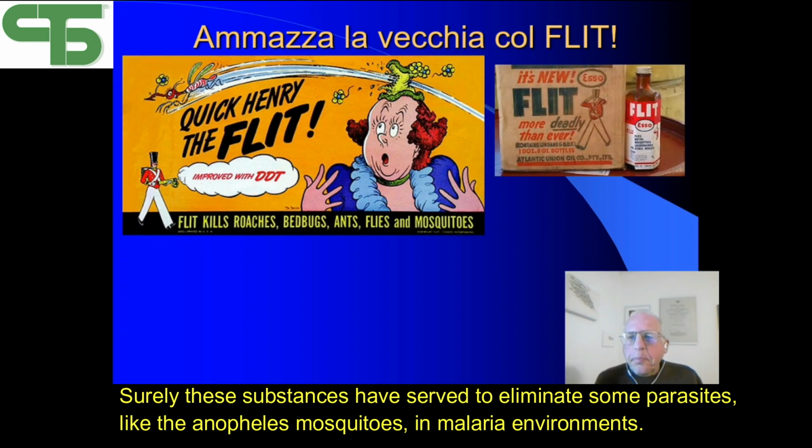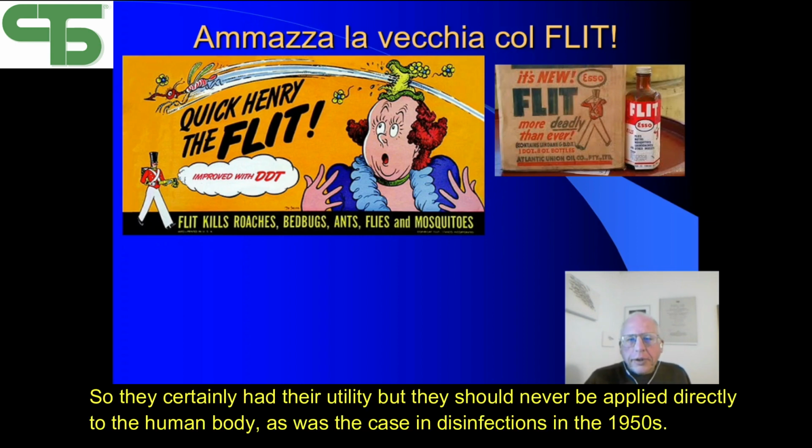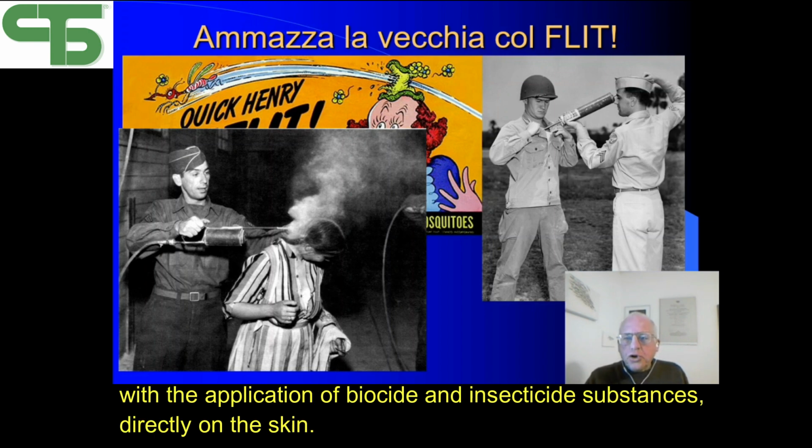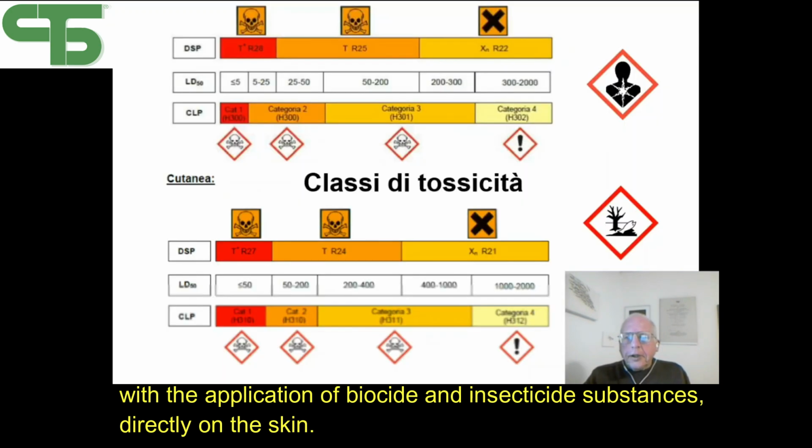Surely these substances have served to eliminate some parasites like the Anopheles mosquitoes in malaria environments. So they certainly had their utility, but they should never be applied directly on the human body, as was the case in disinfection in the 1950s. We can see a heroic American soldier who is being fumigated. Even during the Gulf War, this treatment went on for long periods, with the application of biocides and insecticide substances directly on the skin.